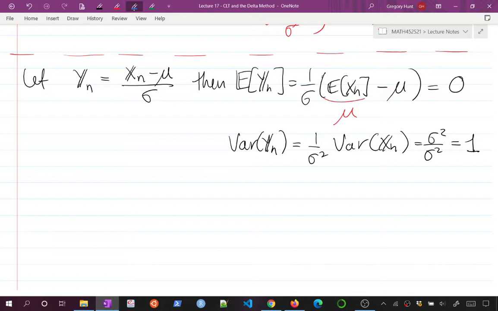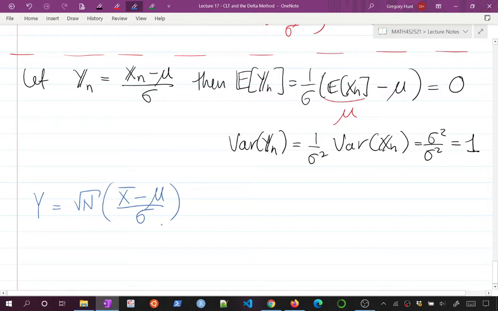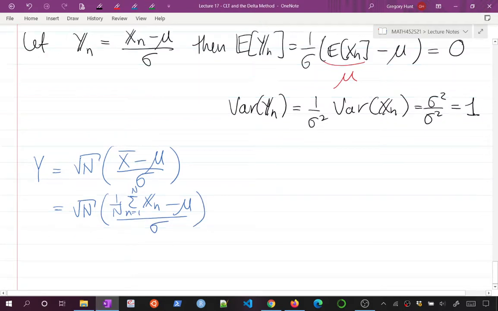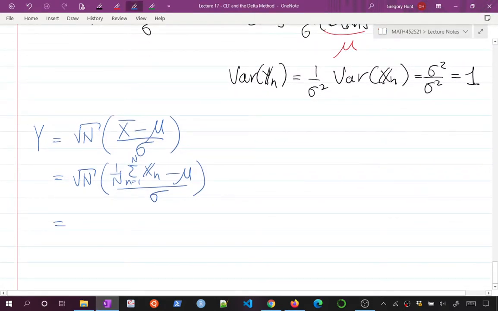So if I do that, I'm going to call y my quantity of interest, right? So my quantity of interest that I want to study is this thing, root n times x bar minus mu over sigma, and I want to show that this thing distributionally converges to a standard normal. If I define my yNs this way, I can expand out what this thing is. This is 1 over n times the sum of the xn, so that's x bar minus mu. We've got a sigma in the basement. And we're just going to do some algebra.